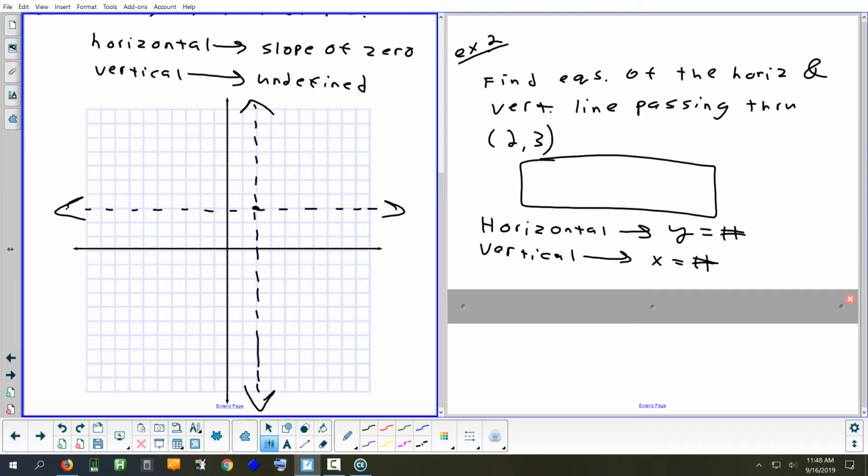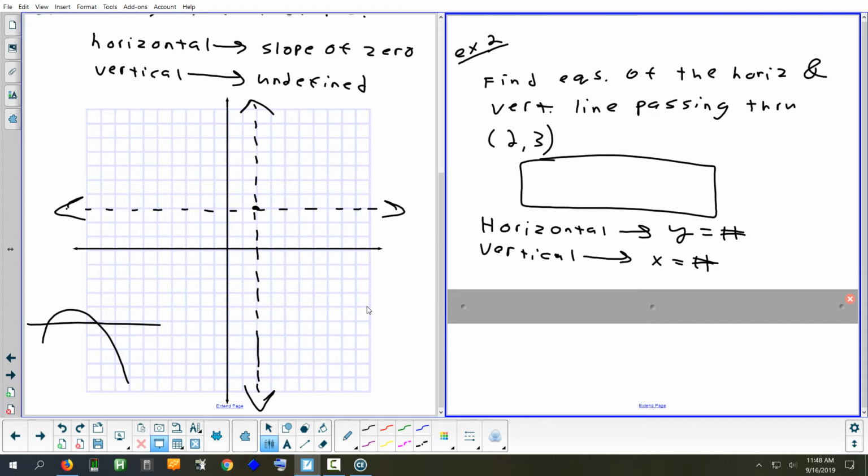And those two lines don't have an equation in y equals mx plus b. It's a little different. Horizontal lines are just y equals and then a number, like we did on the projectile motion. We graphed y equals 50. We had a horizontal line, kind of like this, perfectly straight at 50. And then x equals a number, which you can't do on the calculator. That's vertical.